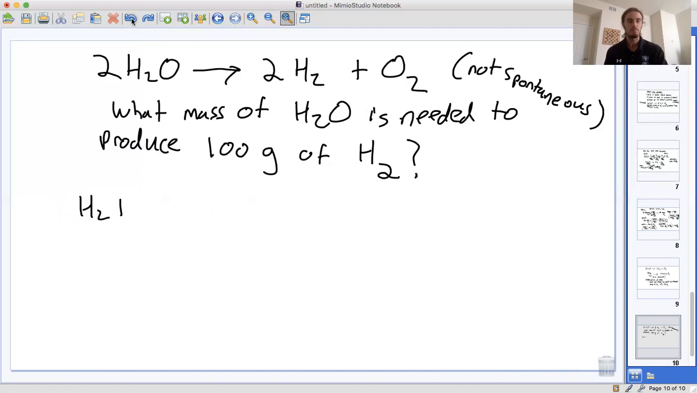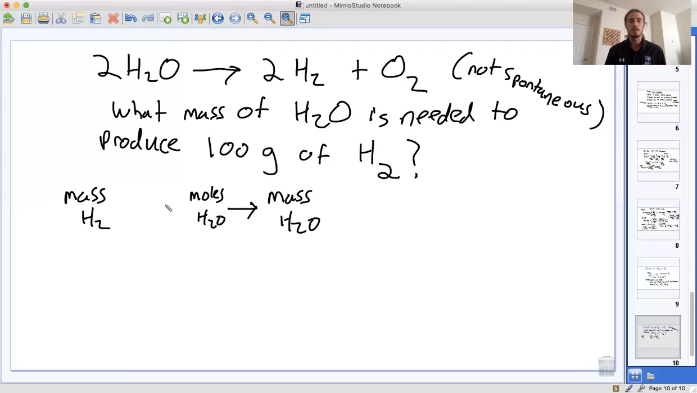So let's set this up. We're starting off with the mass of H2. We want to end up with mass of water, which means that we're going to find moles of water from moles of H2. And so we've got the same steps as before: step 1, step 2, step 3.